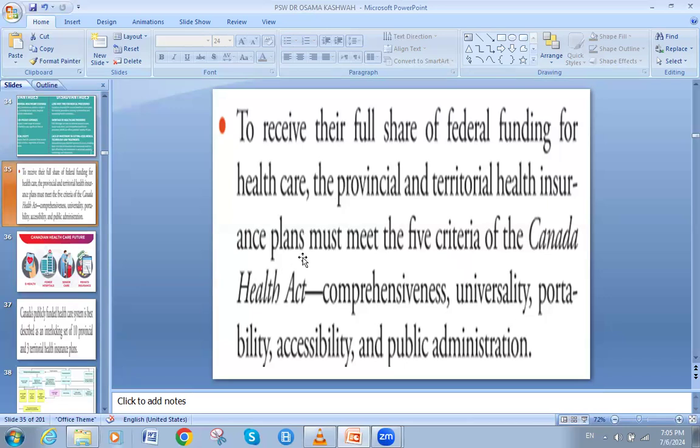So we have 5 criteria for the Canada Health Act that are comprehensiveness, universality, portability, accessibility, and public administration for any one of the provinces and territories to have these services or to get the insurance plans for these services.